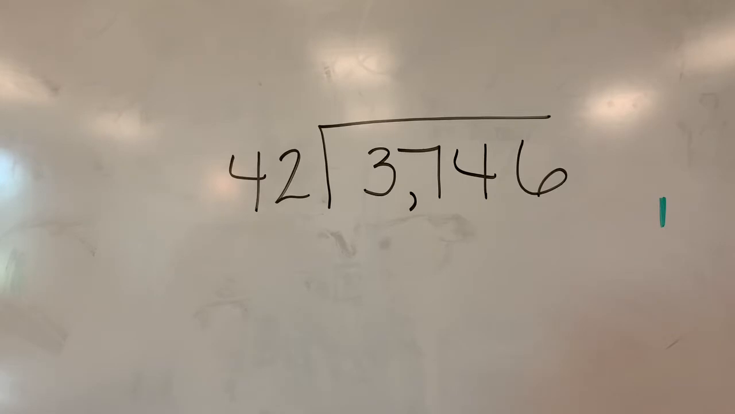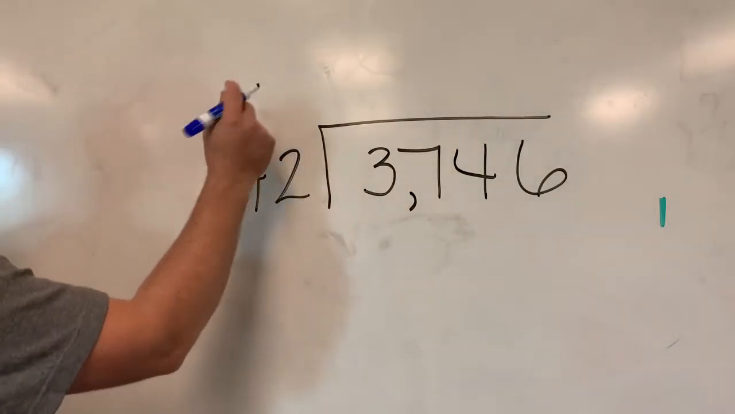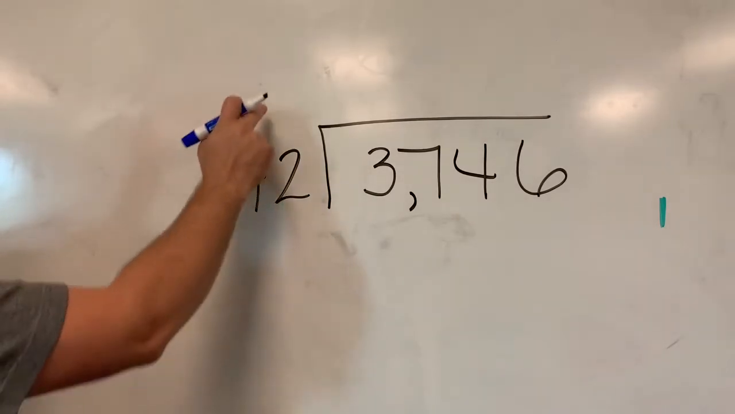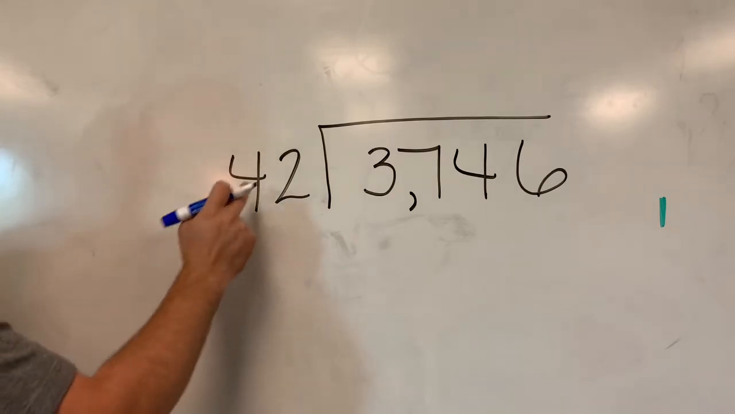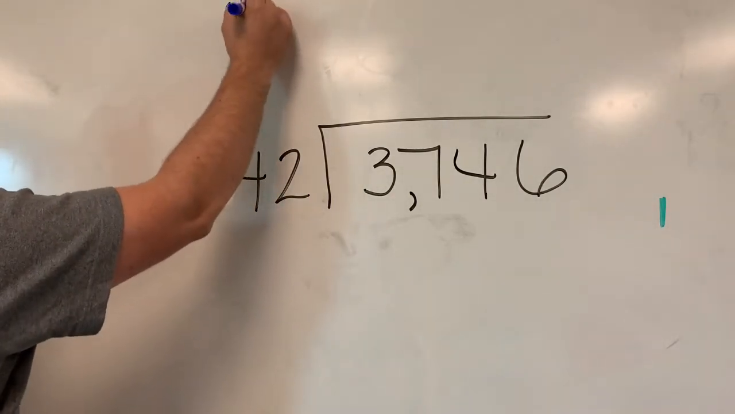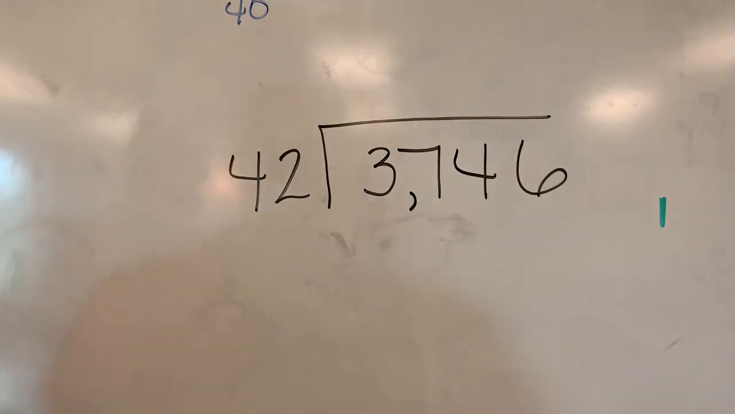So right off the bat, if I look at my numbers here, I have 42 and 3,746. Looking at this quickly, I know that 42, I almost always round either up or down to the nearest 10. In this case, my 42 would round closely to 40. I'm just going to put it up there to remind myself that my 42 I'm going to round roughly to about 40.